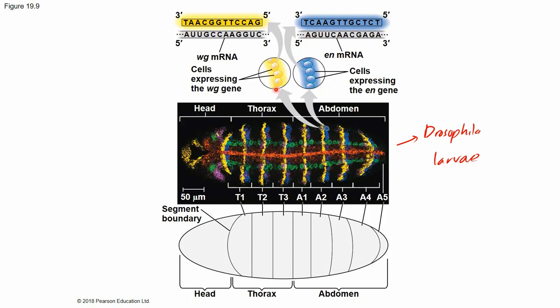And notice here, this is what is called in situ hybridization. So we will add these probes to the larvae cells, and once these probes find their target sequence and bind to it, they will produce these colors. Wherever you have yellow, these are the cells in which we found the WG mRNA, which means these yellow cells are expressing the WG gene. And then we have cells that are colored blue, indicating that our blue probe found its target complementary mRNA, which means that these cells are expressing the EN gene.